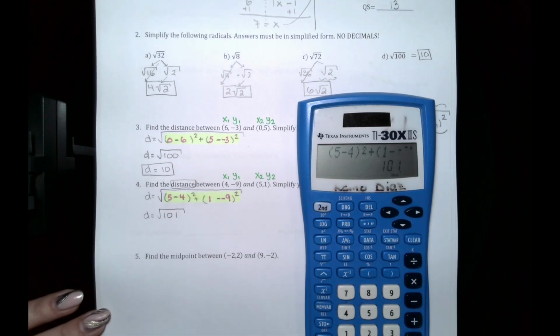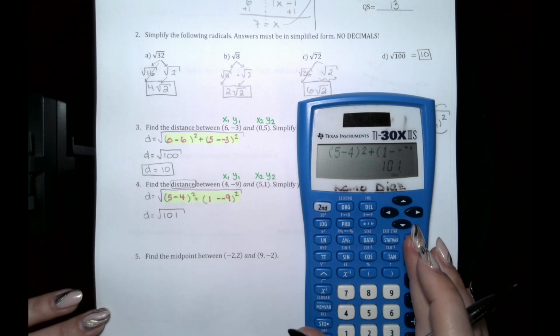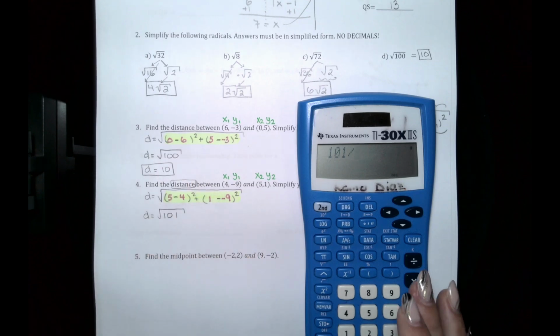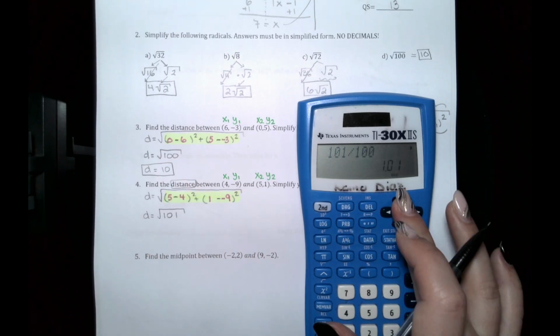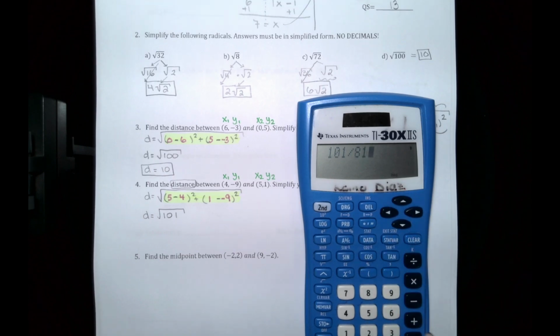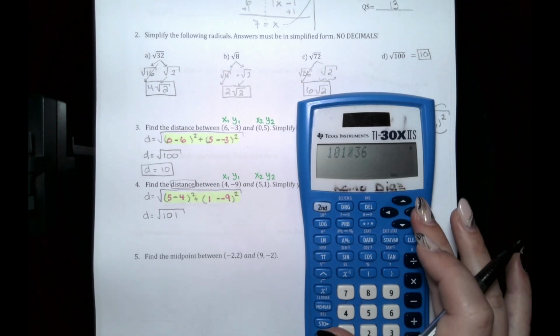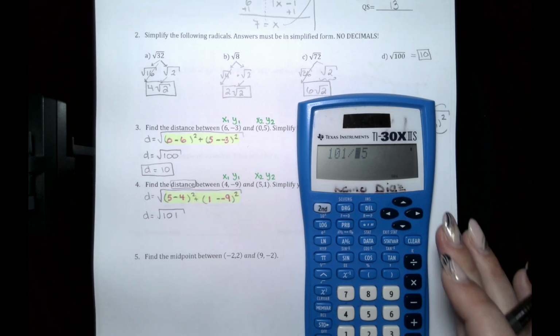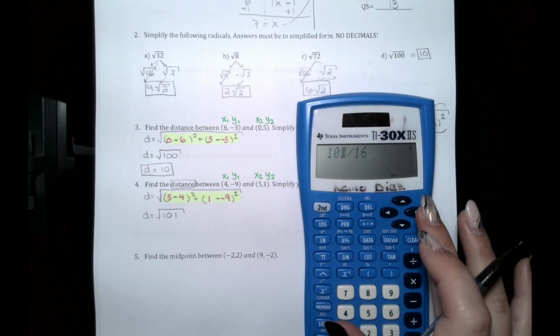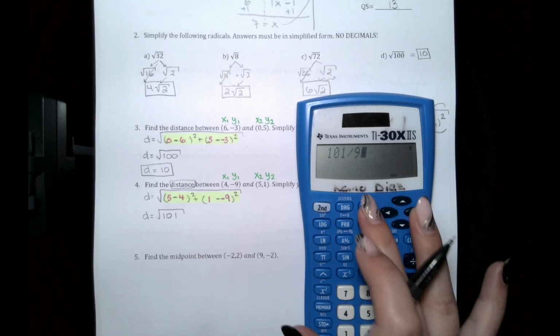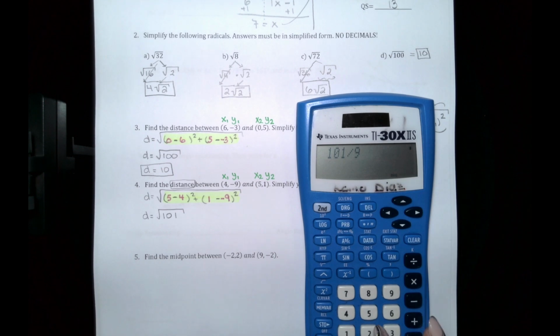So this 101 needs to be simplified. So we're going to type in 101. Now the closest perfect square to 101 is 100. That doesn't work, so that's 10 times 10. 9 times 9, that doesn't work. 8 times 8, that doesn't work. 7 times 7, 6 times 6, 5 times 5, 4 times 4, that doesn't work. 3 times 3. Excuse me, oops, that's 9, that's wrong. Nope. 2 times 2, nope. And 1 times 1 and 1.